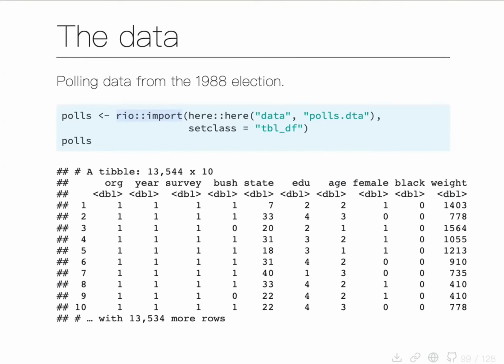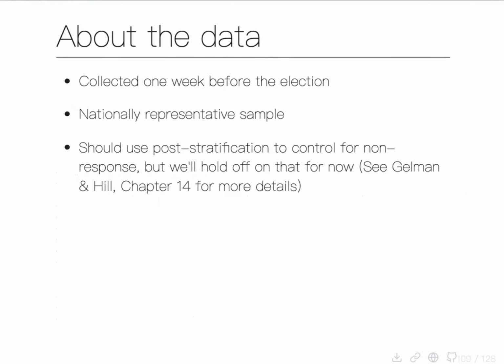All right. So this is polling data from the 1988 election, and this is from the Gelman and Hill book. It was collected one week before the election. It's a nationally representative sample. There are some other things we would want to do with these data if we were actually trying to make inferences about them. We're going to ignore all of that for now.